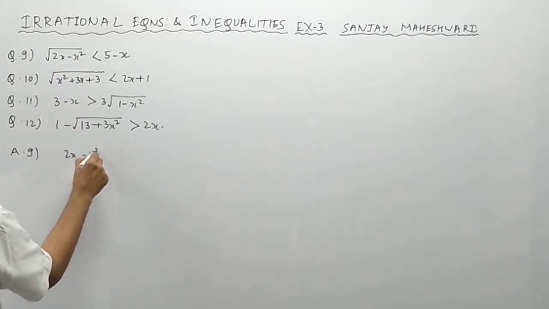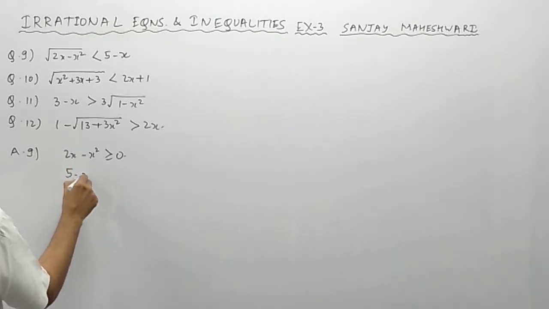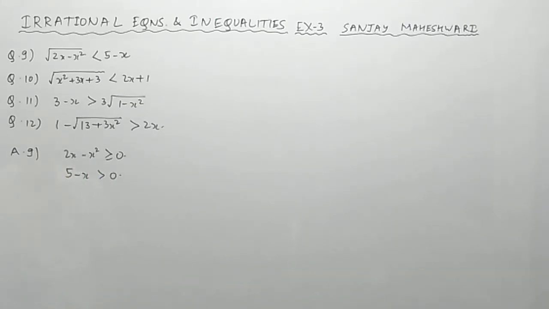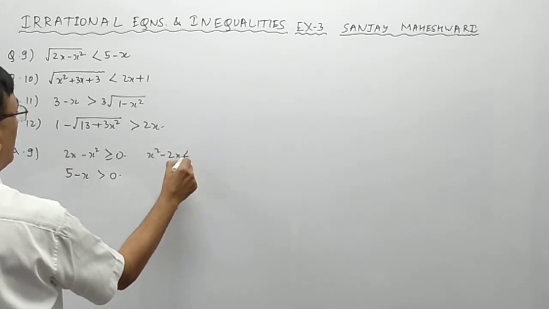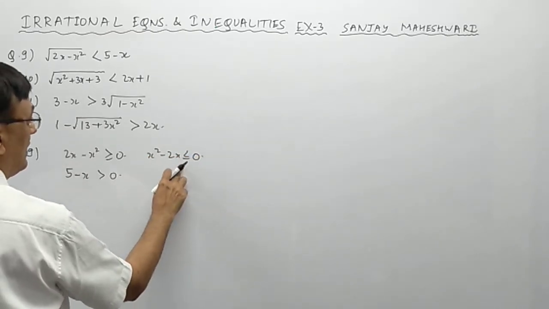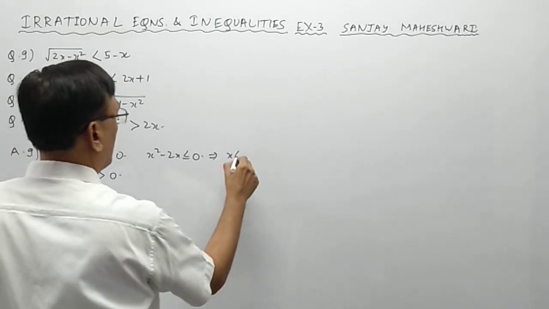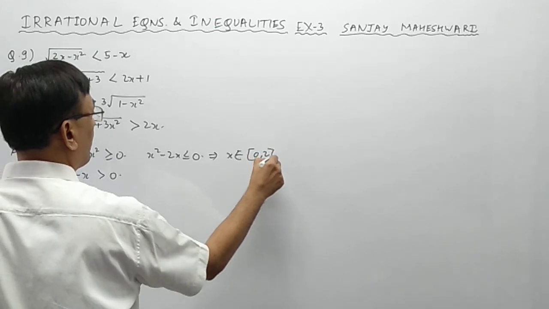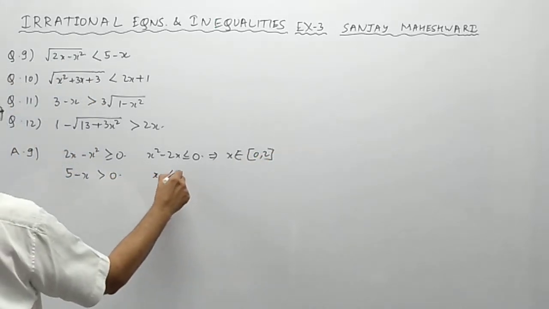2x minus x square should be greater than equal to 0, first thing. Second thing, 5 minus x. This side is positive, so this should also be positive. 5 minus x greater than 0. To start with, this gives us x square minus 2x less than equal to 0. So this gives us x belongs to 0 to 2. And here x should be less than 5.